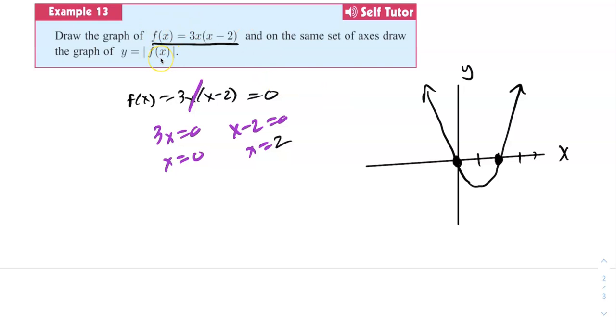Now let's graph the absolute value. I'll do that in red. Remember, all the positive stays. So this is going to stay, and that's going to stay. This negative part gets flipped up. So it's going to look like this. So kind of like that. That's the lesson.